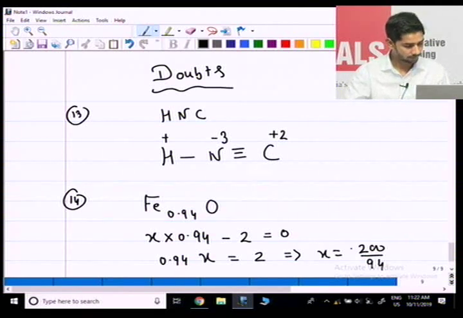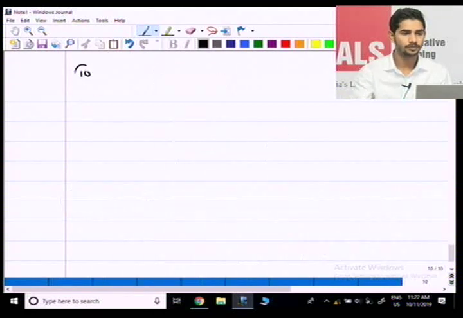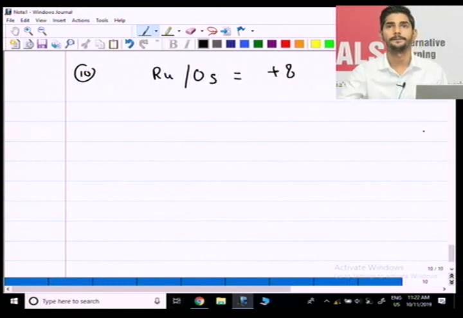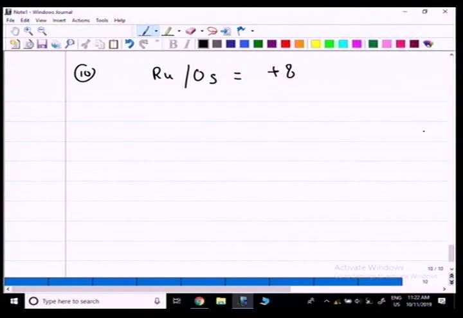Okay, now question number 10. Guys, you have to simply remember that ruthenium and osmium both can exist in +8 oxidation state. You have to remember this one. Number 8. Oxidation state of platinum in this compound.